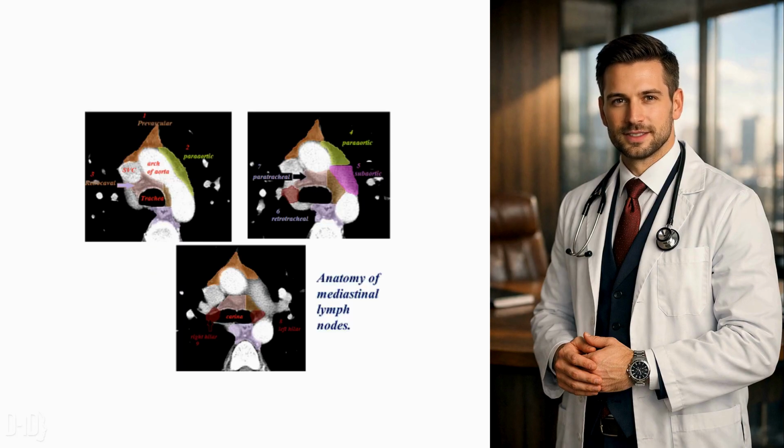CT atlas of thoracic lymph node stations, with ambiguous regions designated. Number 1 prevascular. Number 2 paraortic. Number 3 retrocaval. Number 4 paraortic. Number 5 subaortic. Number 6 retrotracheal. Number 7 paratracheal. Lastly number 8 left hilar region. Number 9 right hilar region.